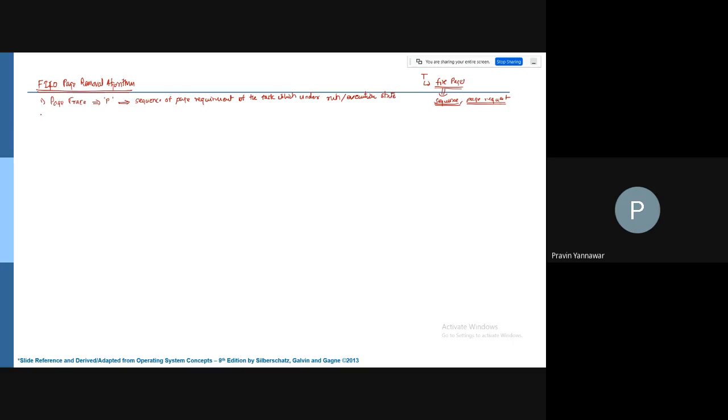Second is memory size, which we refer to as M. It is nothing but the number of blocks available for accommodating the page sequences, the page requests. So the number of blocks that are available for accommodating the page requests.